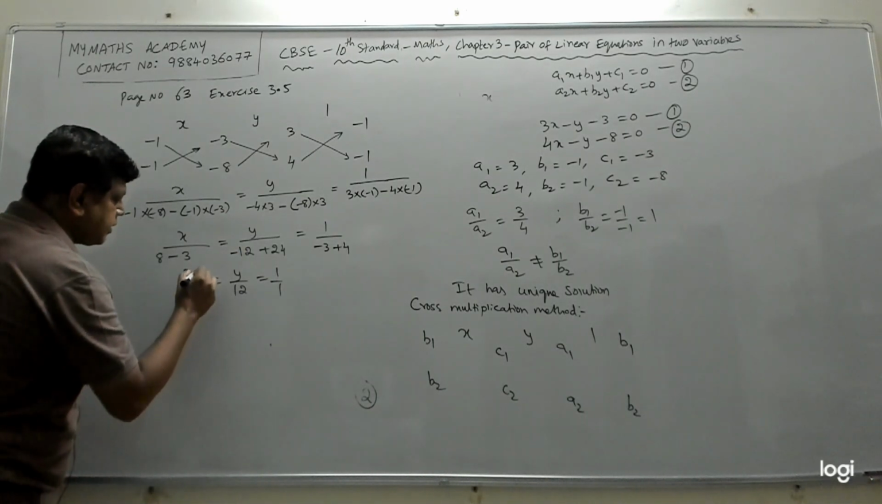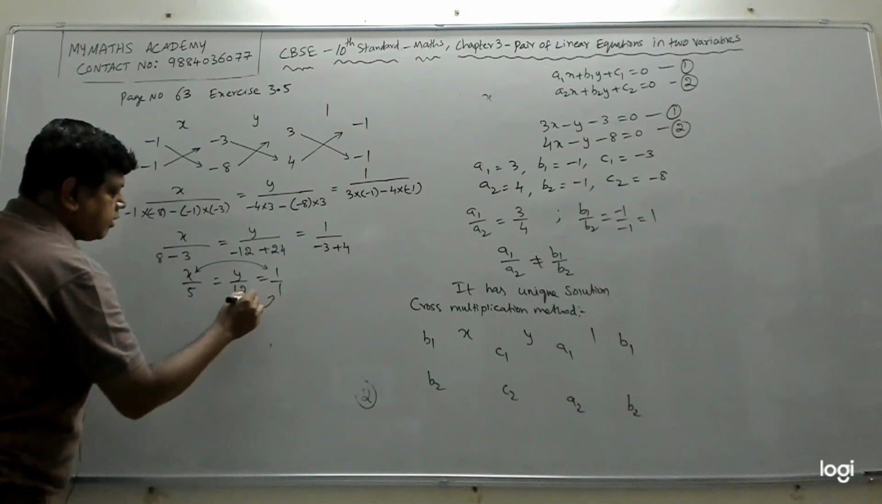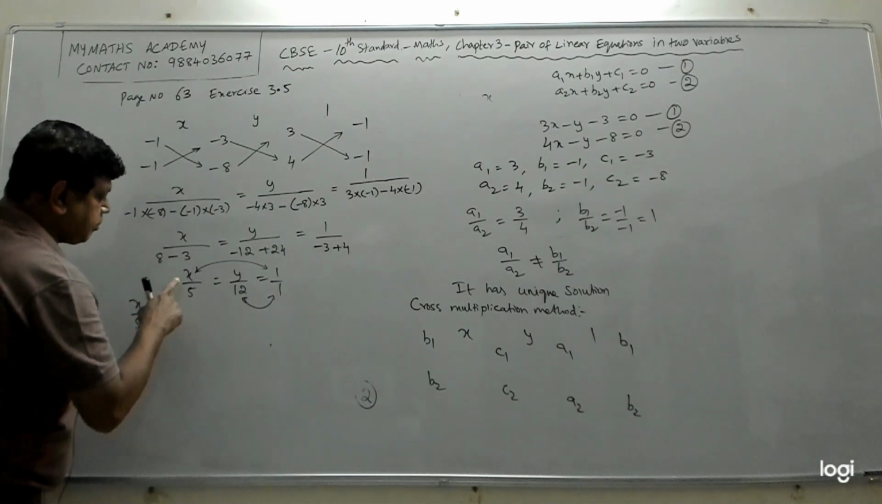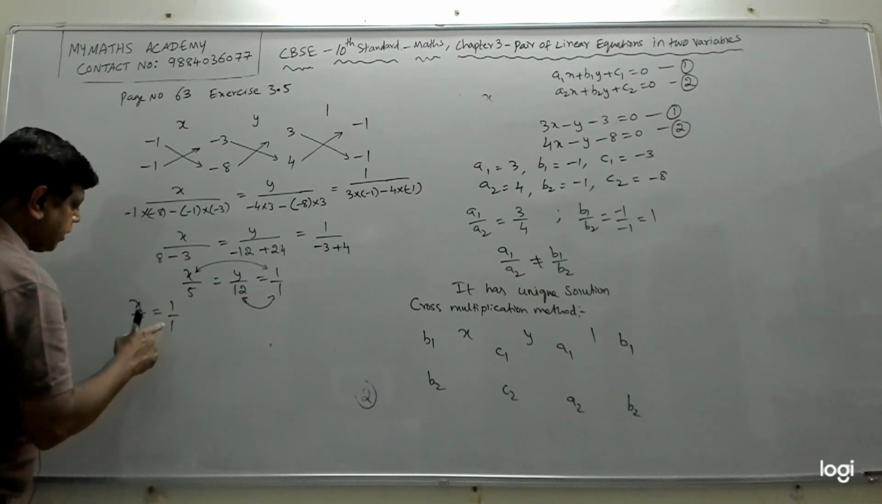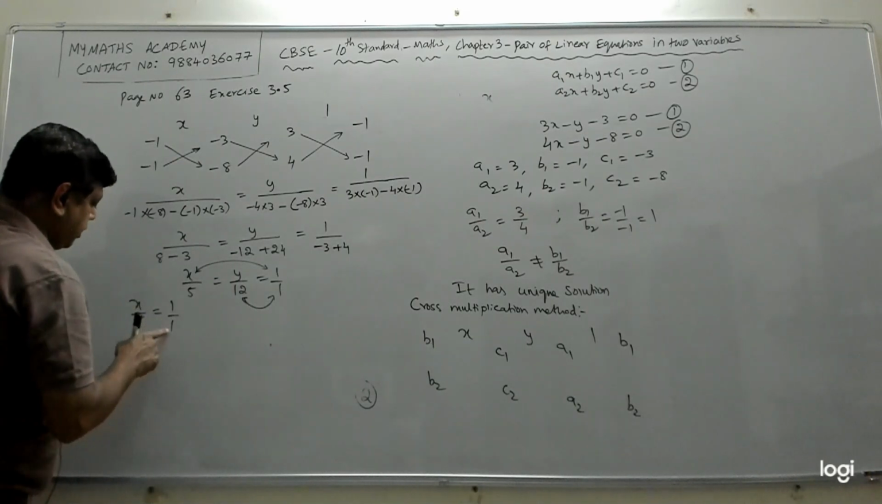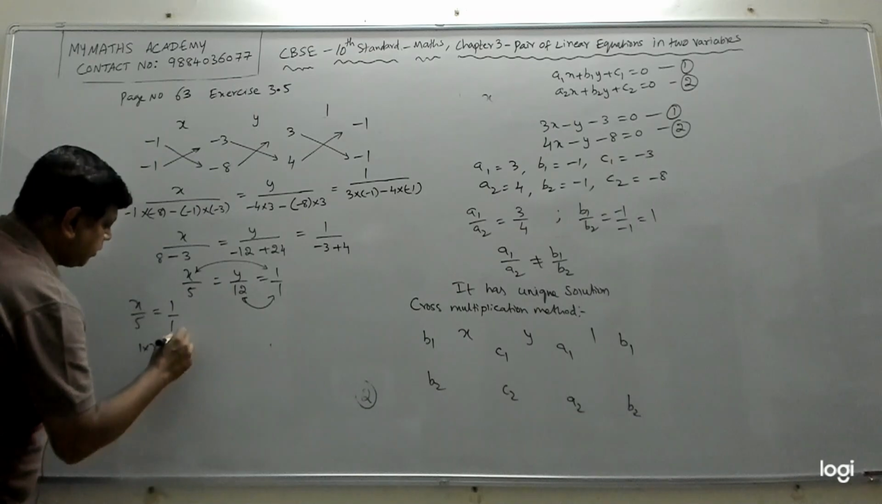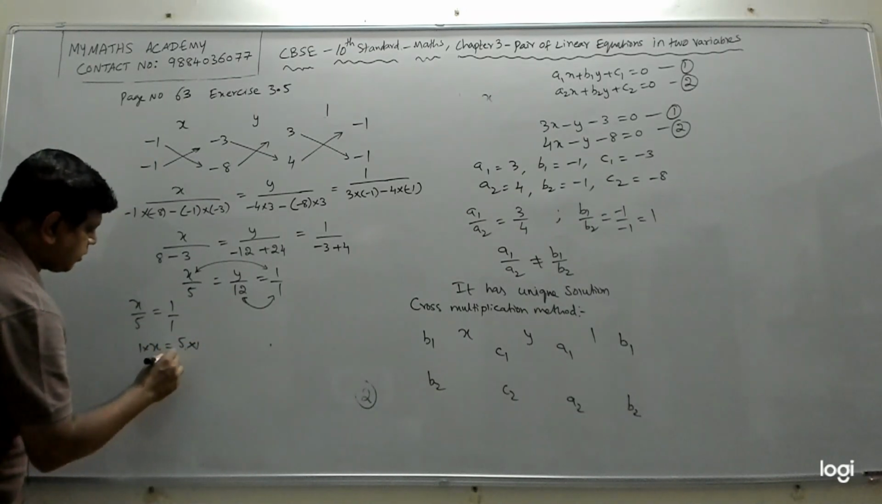Now let's take this and this and then solve. Then take this and this and solve and find x and y. So x by 5 will be equal to, I'm taking this x by 5 and 1 by 1. Now solve this. What do we get? 1 into x equal to 5 into 1. Right? So 1 into x is x equal to 5.